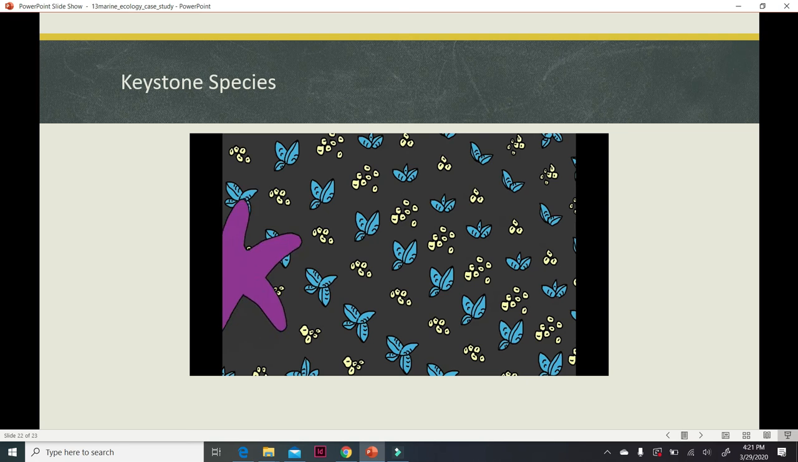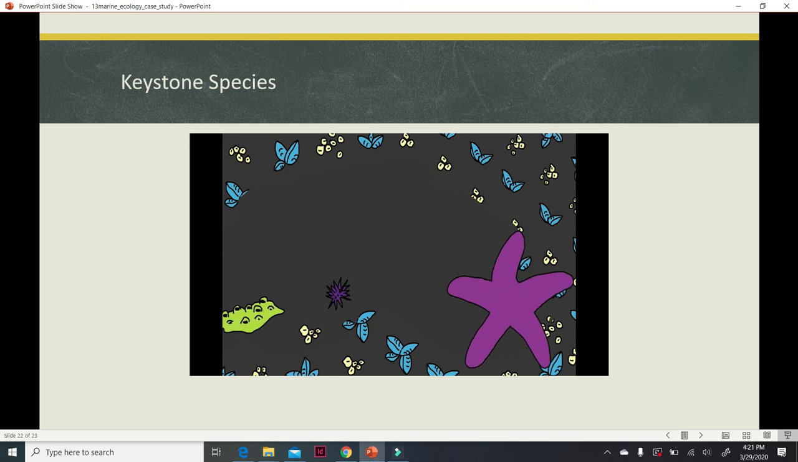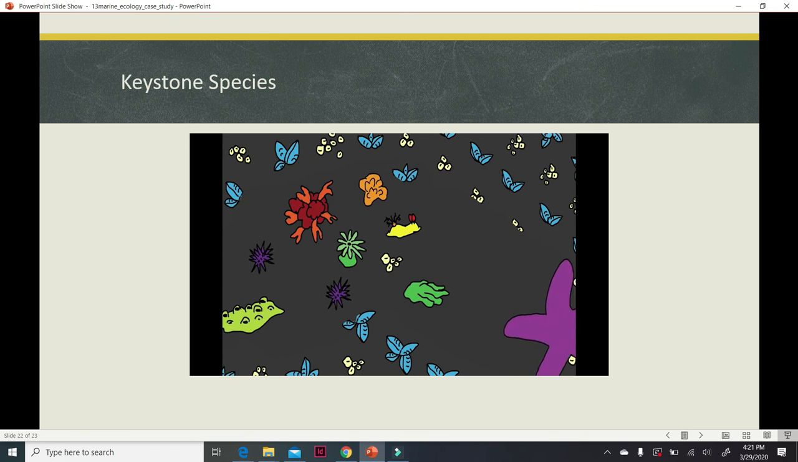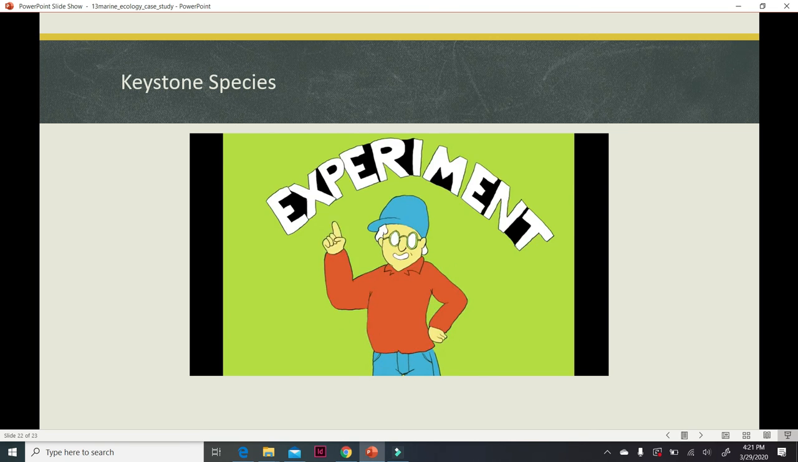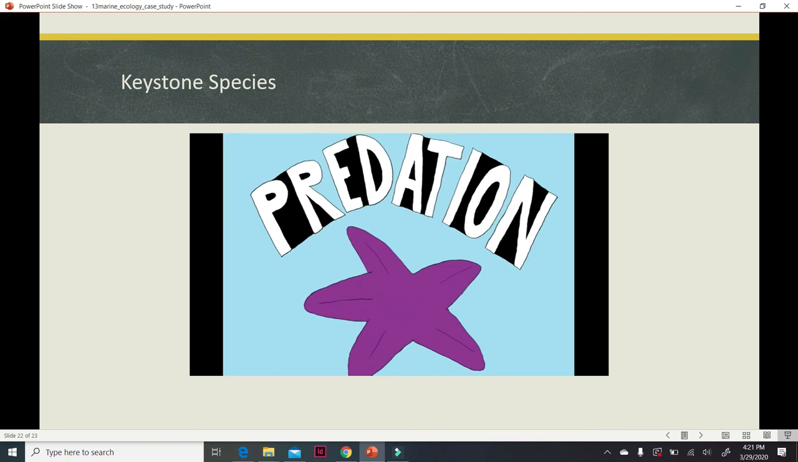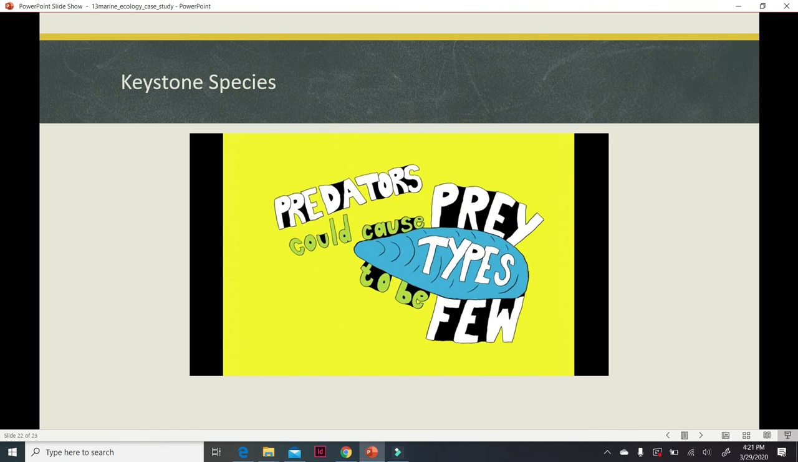And the more that he watched and the more that he wondered, the more that he thought about sea stars that blundered around, blindly consuming all in their wake, he mused, was it they who were clearing out space so that no species could manage to exclude the others? So he went back to his lab and mustered his druthers and decided to do an experiment to suss out just what the predation meant, because what others had said now seemed not to be true, that predators could cause the prey types to be few.